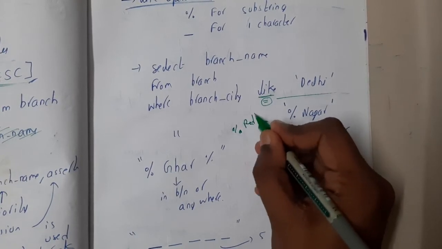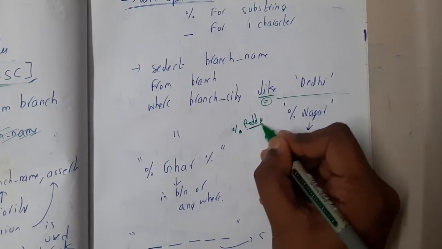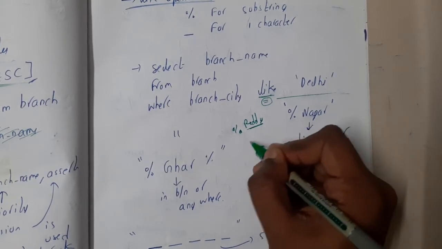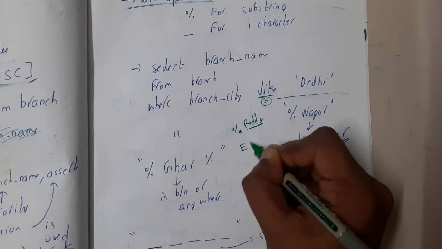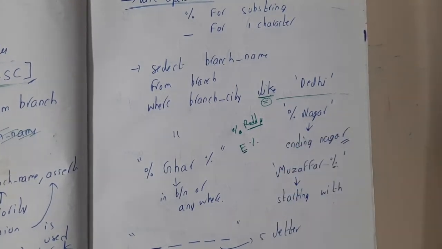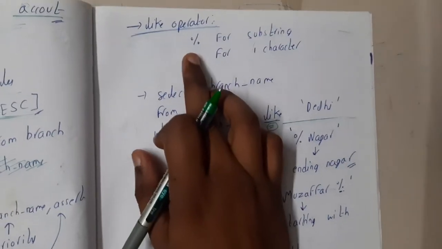Similarly, '%reddy': any person's name ending with reddy will come here. You can also assume a letter: whose name starts with E, so 'E%'. Names starting with E will come here, and after E, anything could be there, right? So this is with respect to percentage, guys.